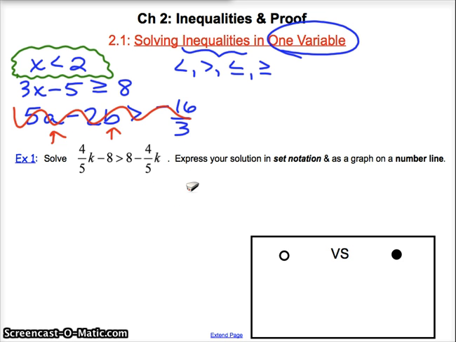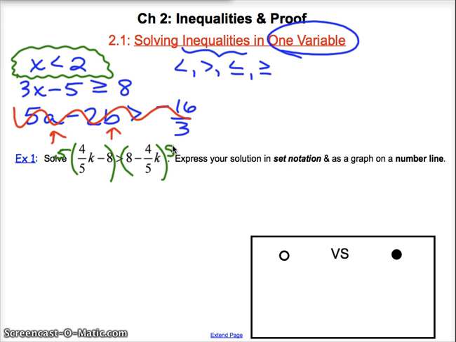What we're going to do is solve algebraically as if we would an equality. So there's multiple ways you could do this. I'm seeing a denominator here. I'm seeing this 5 in the denominator, and I'm going to get rid of it. And I'm going to do that by multiplying both the right-hand side and the left-hand side by 5.